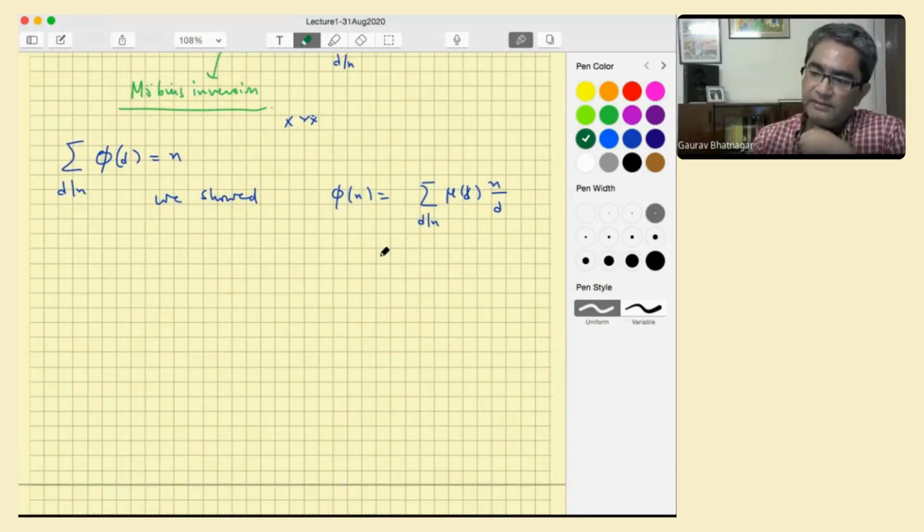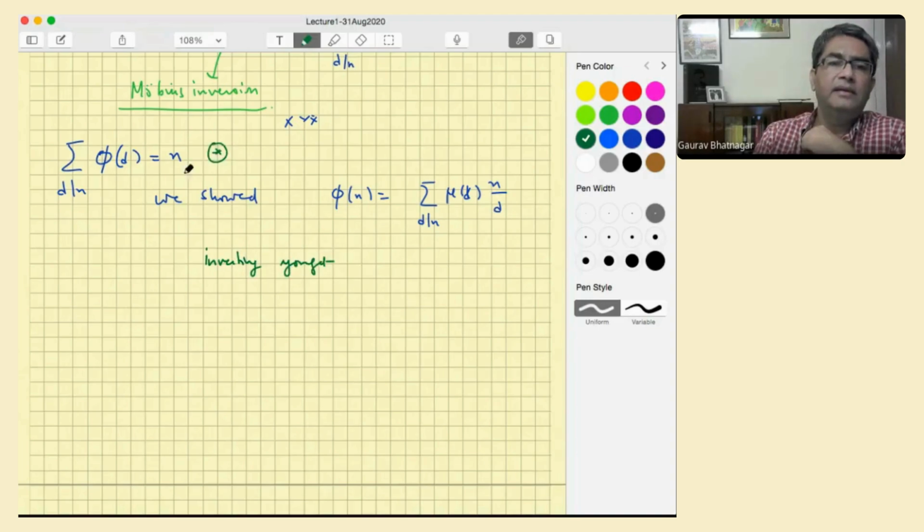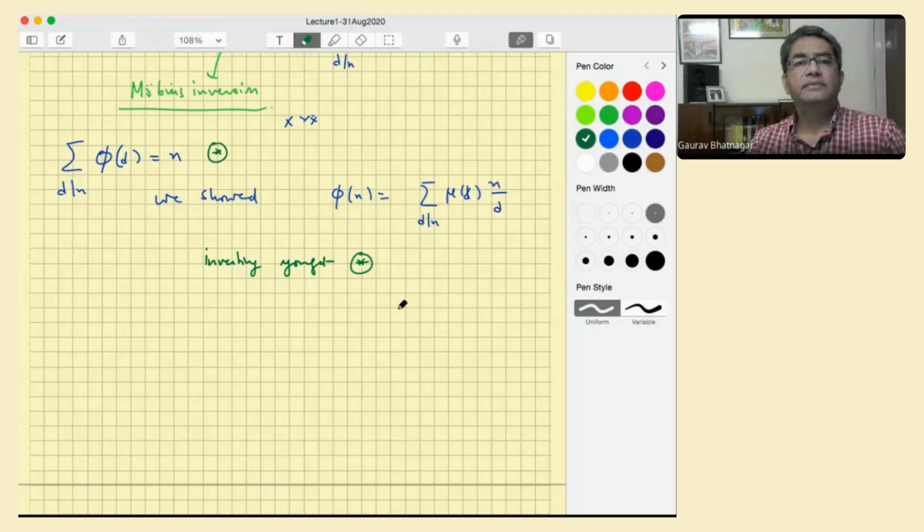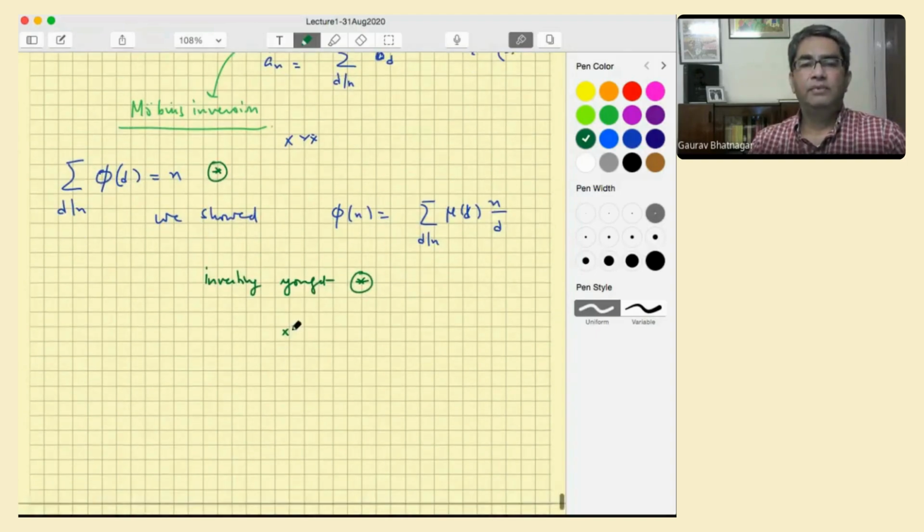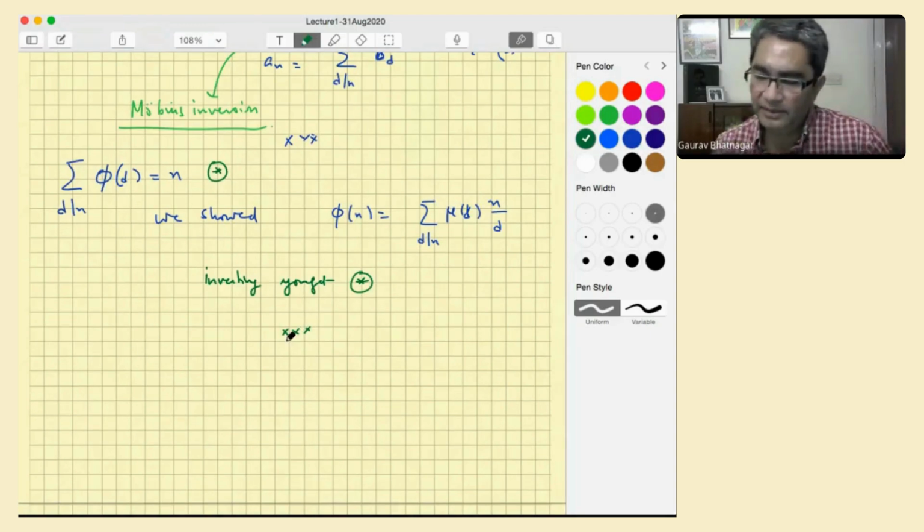So what does this mean? So if you invert it, inverting, you get... inverting using Mobius inversion. This is an example, an elementary example.